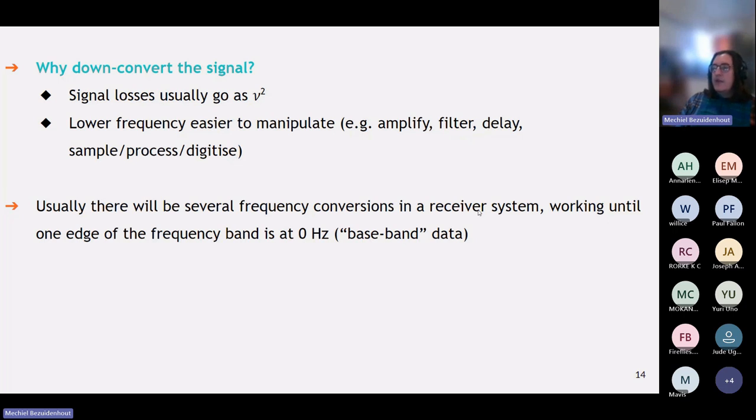Usually there will be several frequency conversions in a typical receiver system, working until one edge of the frequency band is at 0 hertz. So you take the data with the frequency that it naturally has in the electromagnetic signal, and then you shift it down all the way so that the lowest frequency is at 0 hertz. And that is called baseband data.